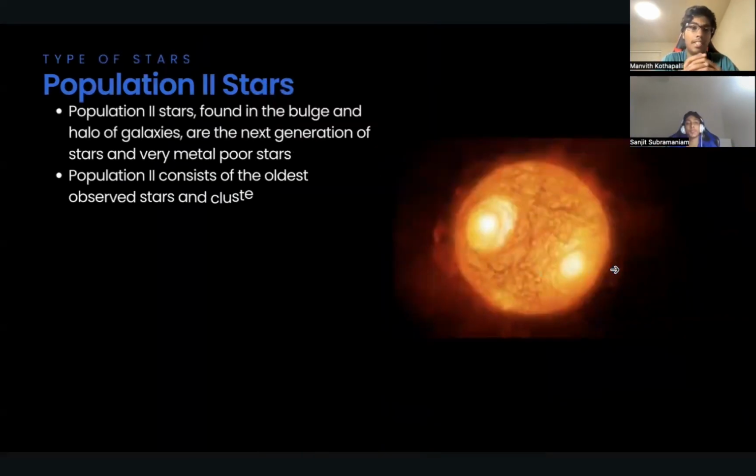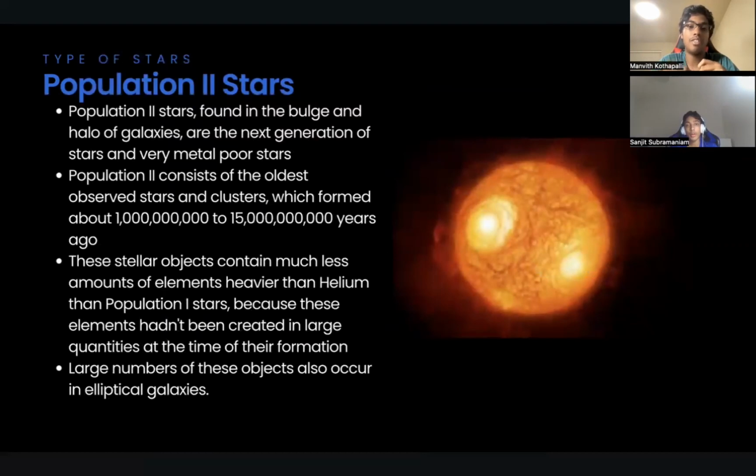Now let's talk about population 2 stars. Population 2 stars found in the bulge and halo of galaxies are the next generation of stars and very metal-poor stars, but can form elements such as carbon, oxygen, calcium, and iron.